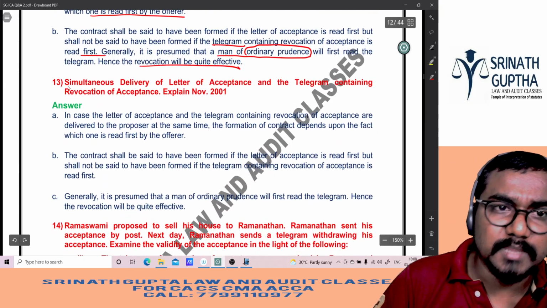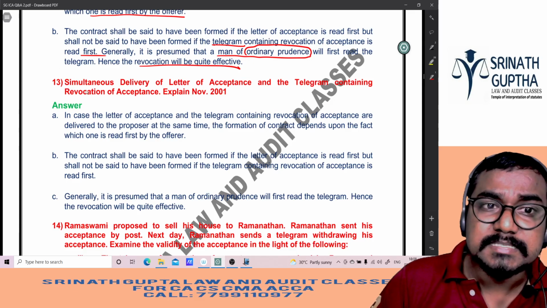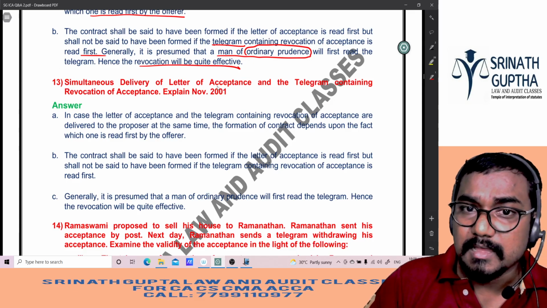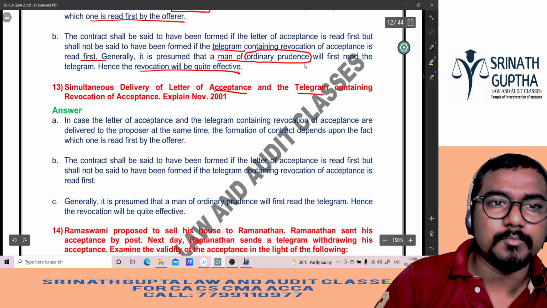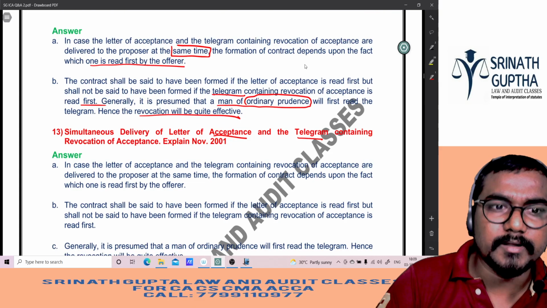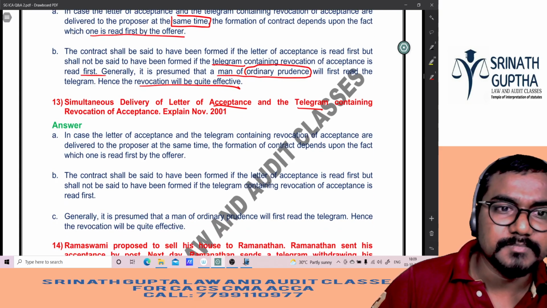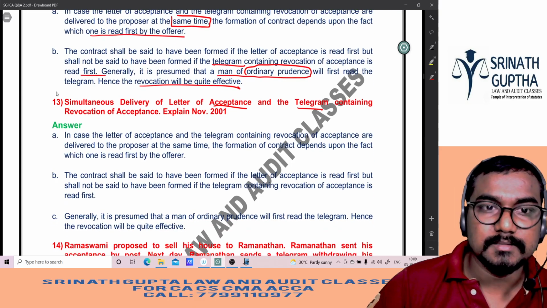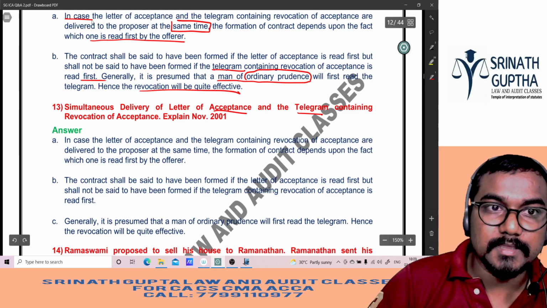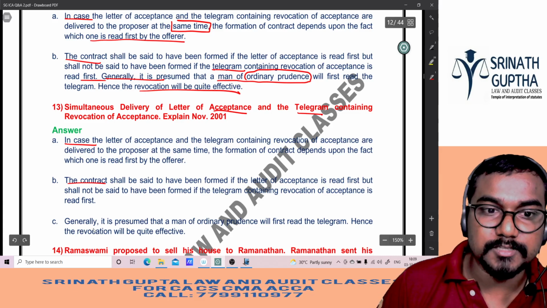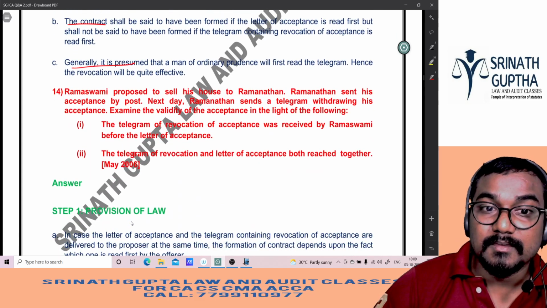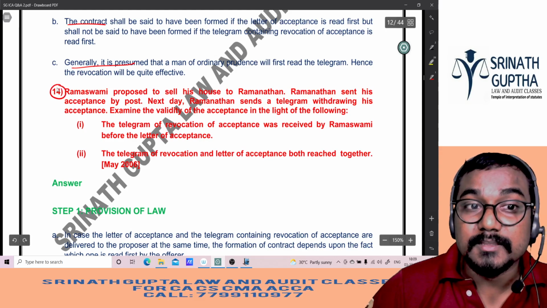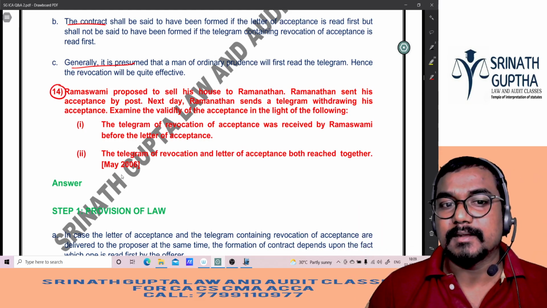Same question, beta. 12 and 13: simultaneous delivery of the acceptance and the telegram containing revocation. Both are the same question. If you observe, the same wording is also there, beta. Same question, same wording. In case of the contract, generally it is presumed, है ना बेटा? Same. Question number 3 is exactly repeated again.